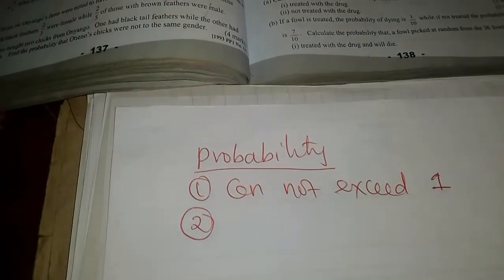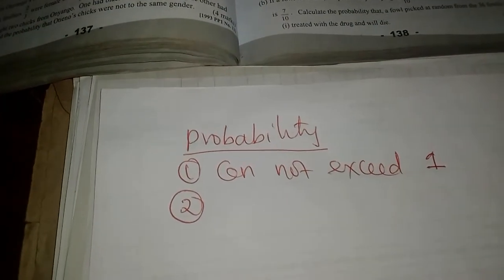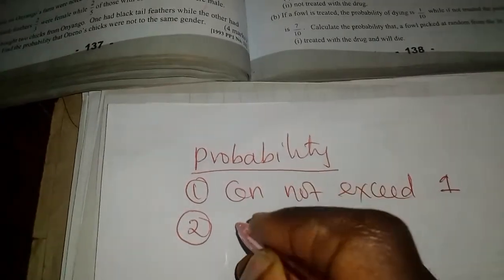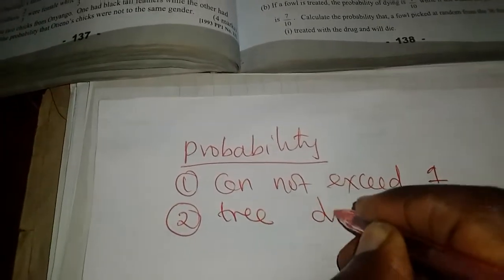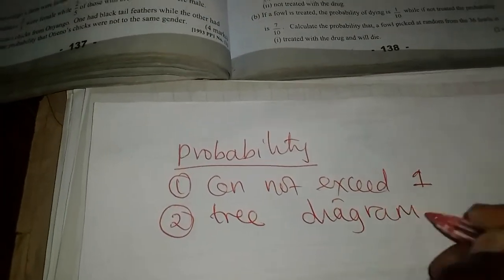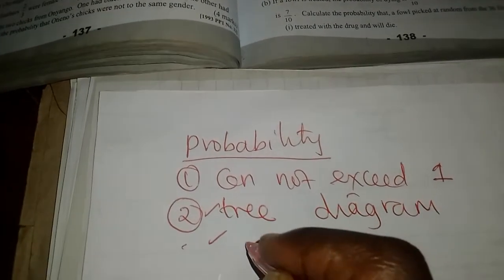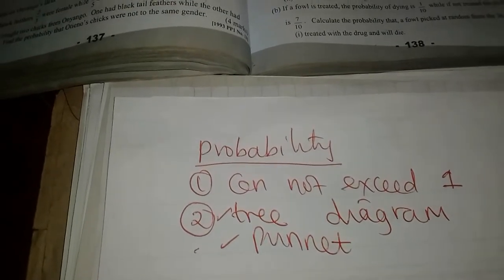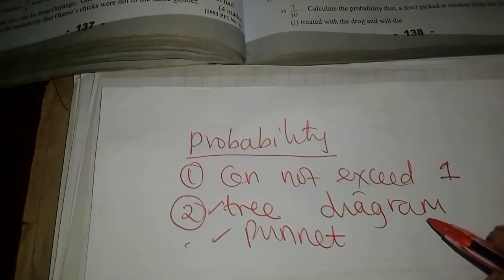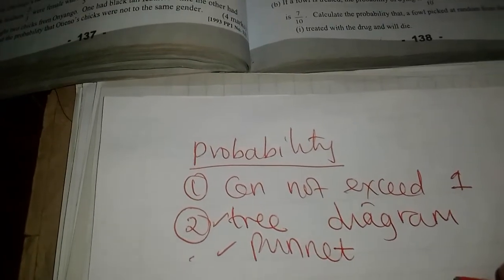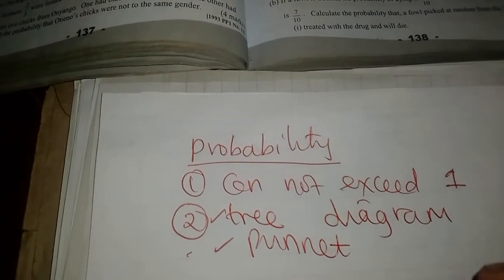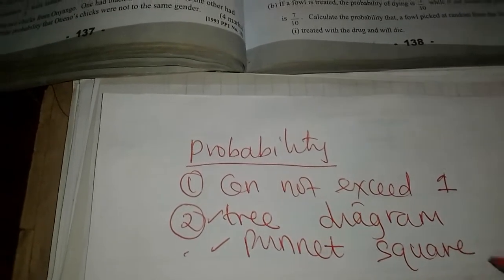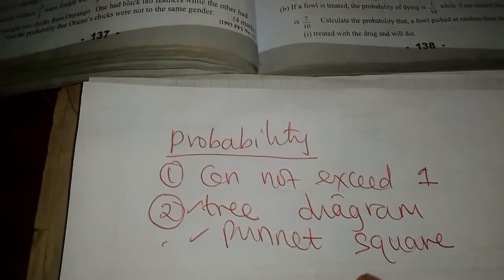Number two, any answer that gets given as far as probability is concerned has to apply the use of a tree diagram, or the use as well of what we call a Punnett square that gets used in biology when you want to get the genotype of offsprings in a test cross that gets done as far as genetics is concerned. So a Punnett square can be used if a test cross is not available.